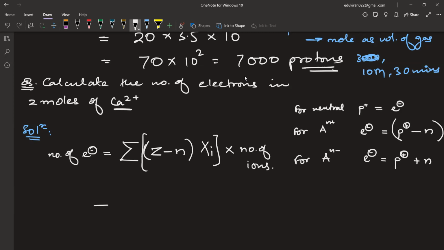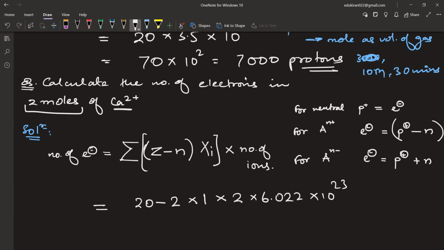Okay, so here we will write summation of Z. What is Z here? Z is equal to 20 minus, we have removed 2 electrons, 2 into how many calcium ions are there in each ion? We have only one calcium in each ion, into the number of ions. So how many calcium ions do we have in total? We have 2 moles. That means 2 into 6.022 into 10^23. First of all, we will do this because it is in brackets. This will be 18 into 2 into 6.022 into 10^23. Please write this down.